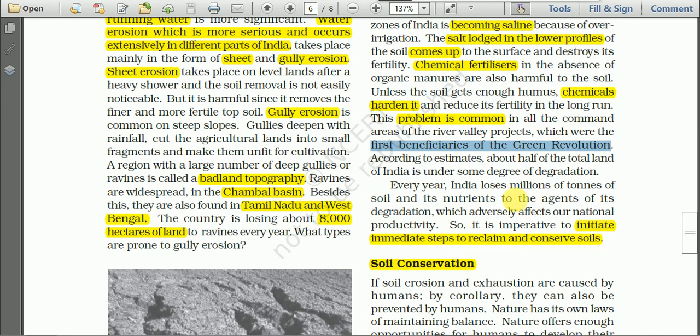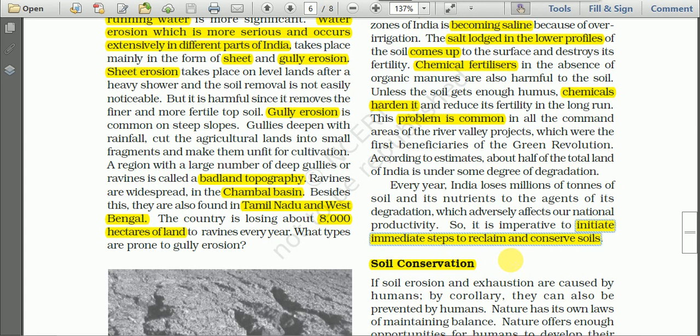So every year, India loses millions of tons of soil and its nutrients to the agents of its degradation, meaning running water, wind, glacier, and other agents, which adversely affect our natural productivity. So it is imperative to initiate immediate steps to reclaim and conserve soils. That is why we need the reclamation and the conservation of soils in India.